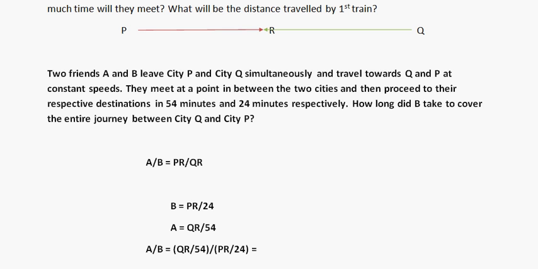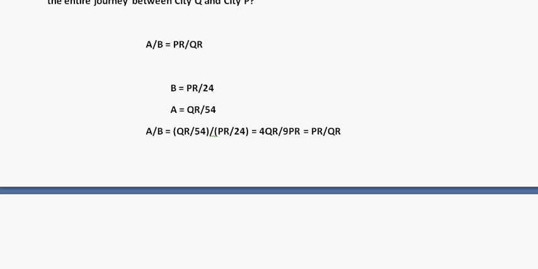which, if we simplify it, comes out to be what? So this is divisible by 6, and this is also divisible by 6. So this would become 4 QR divided by 9 times PR, right? And this is equal to PR by QR, right? So from here we can find that PR ratio QR is equal to 2:3, right?